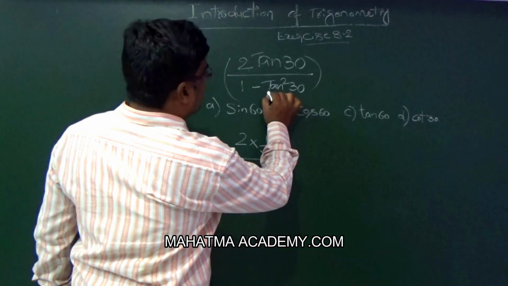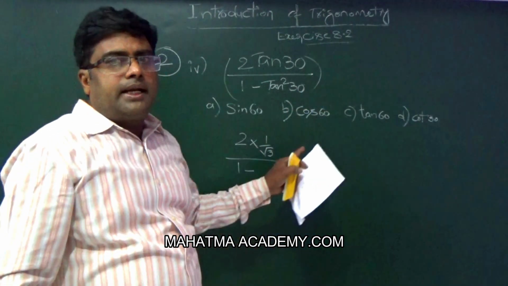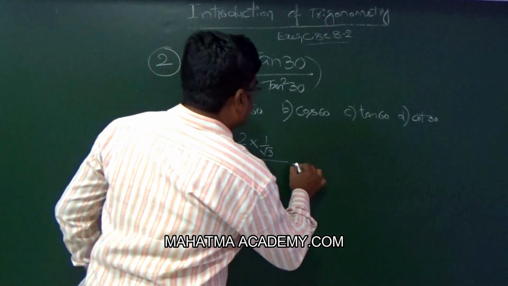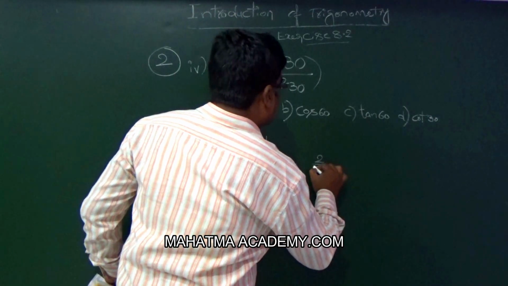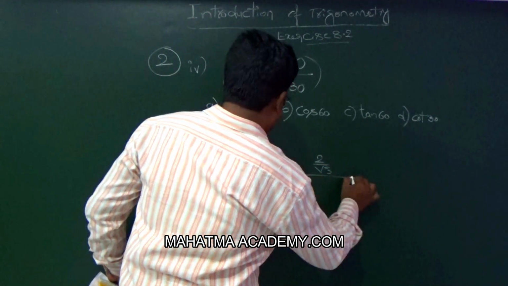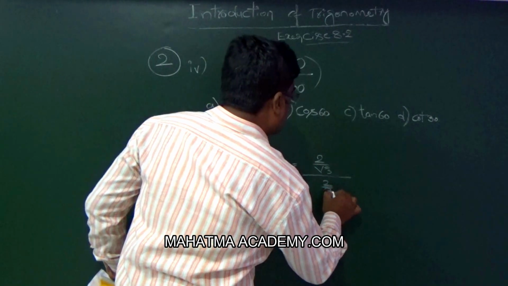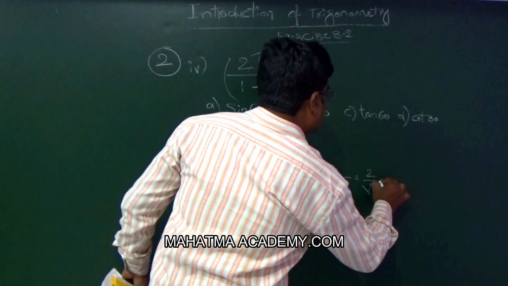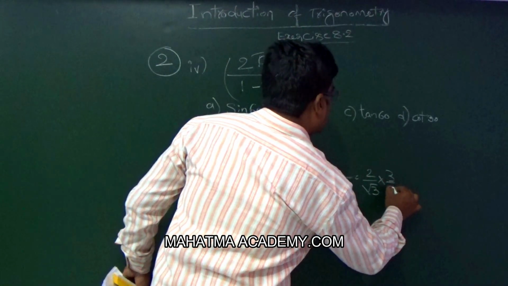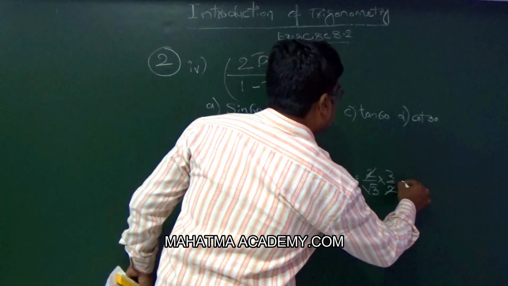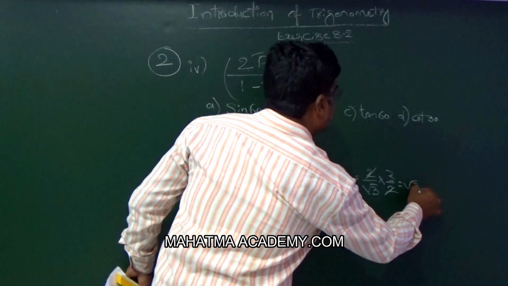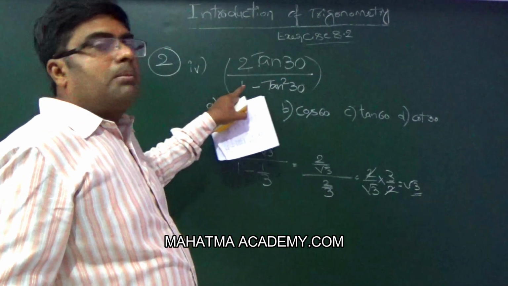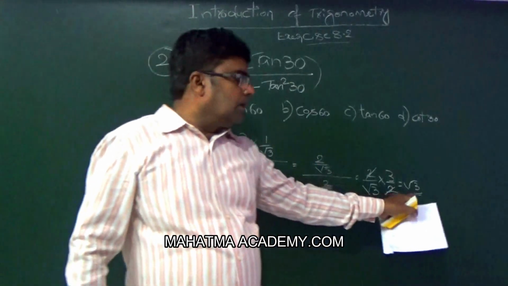1 minus tan square 30 is 1 minus 1 by 3. So the numerator is 2 upon root 3. The denominator is 2 upon 3, which equals 2 upon root 3 into 3 upon 2. This one cancels, and this is root 3. So the value of 2 tan 30 upon 1 minus tan square 30 is root 3.